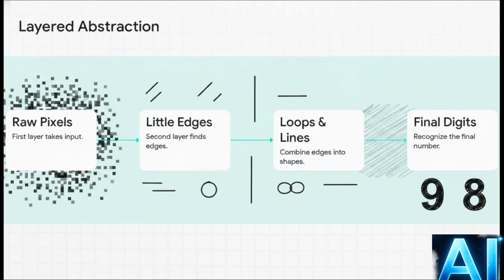Layer 1 takes the raw pixels. Layer 2 combines those pixels to recognize little edges. Layer 3 takes those little edges and combines them into loops and lines. And then that final layer puts those loops and lines together to recognize the final digits. We are taking the incredibly complex visual of a number and breaking it down into bite-sized, recognizable subcomponents.